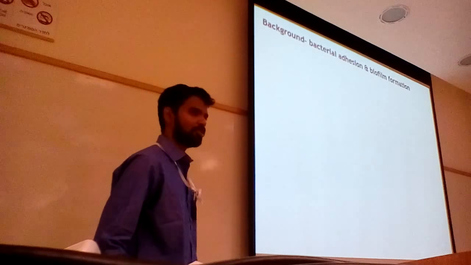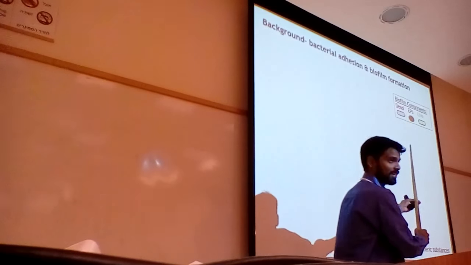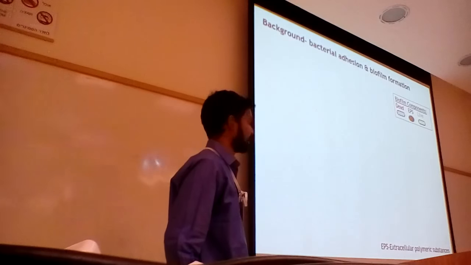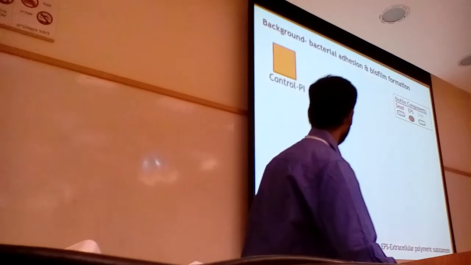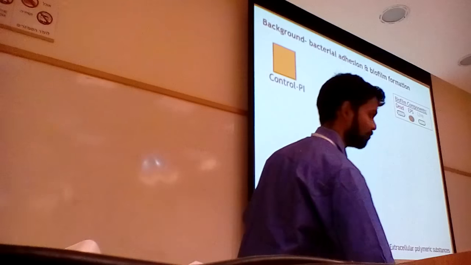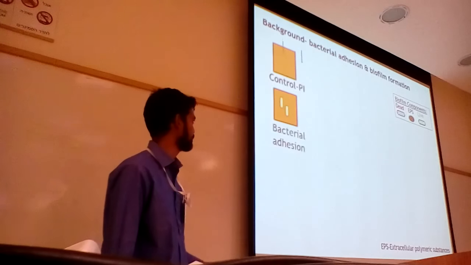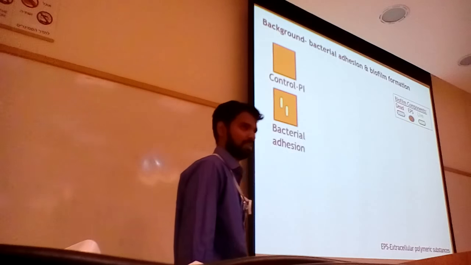Before going on into the bacterial studies, we will just look into the background for bacterial adhesion and biofilm formation. Now, the components of biofilm we studied are dead biofilm and live bacteria, which secrete extracellular polymeric substances, which comprise proteins and carbohydrates. Take for example a sample, say our control polyimide. When it is flowed through with bacteria and nutrients, bacteria adhere to it.